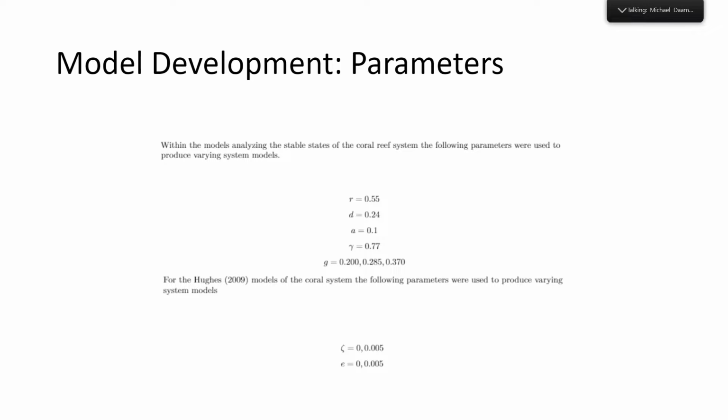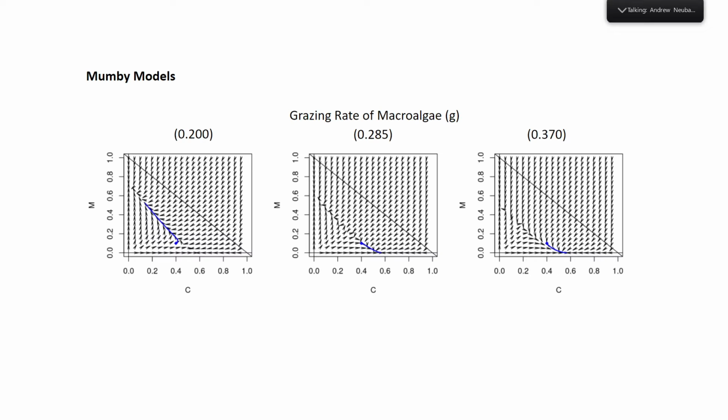For the Hughes 2009 models of the coral system, the following parameters were used to produce varying system models. The rate of the external coral recruitment on turf is either 0 or 0.005, and the rate of external macroalgae recruitment on turf is either 0 or 0.005. On this slide, models produced using the differential equations for the Mumby models can be seen.